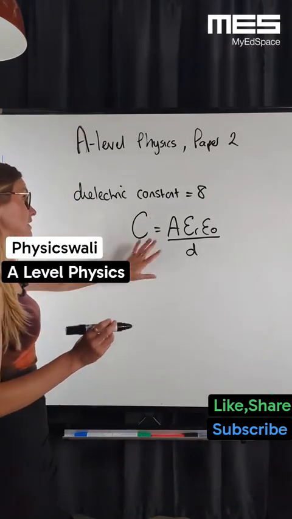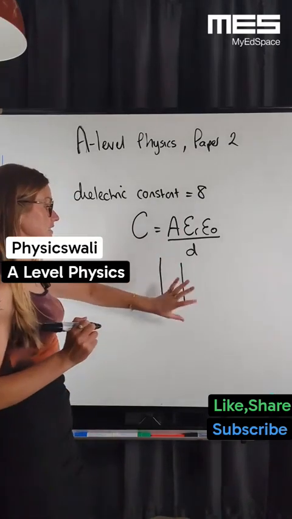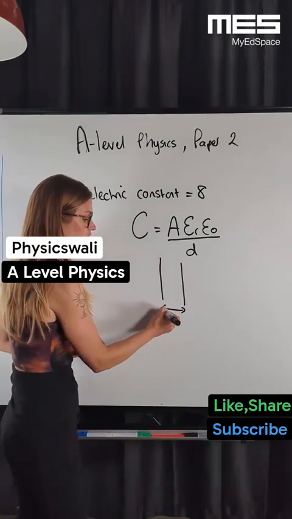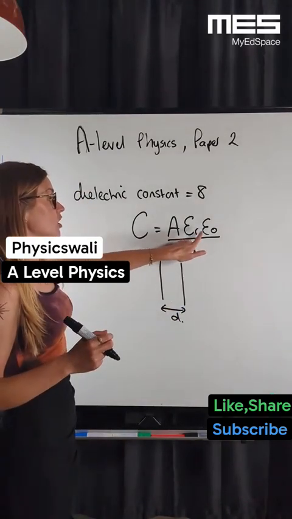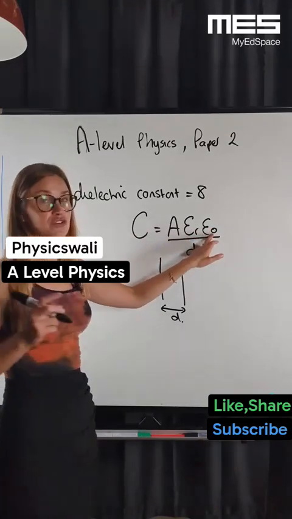So capacitance, obviously, we're talking about capacitors. So we've got our two capacitor plates. So A is our cross-sectional area of our capacitor plate. D is the separation of the two capacitor plates, the distance between them. We have ER and E naught. So epsilon naught, that's the permittivity of free space.